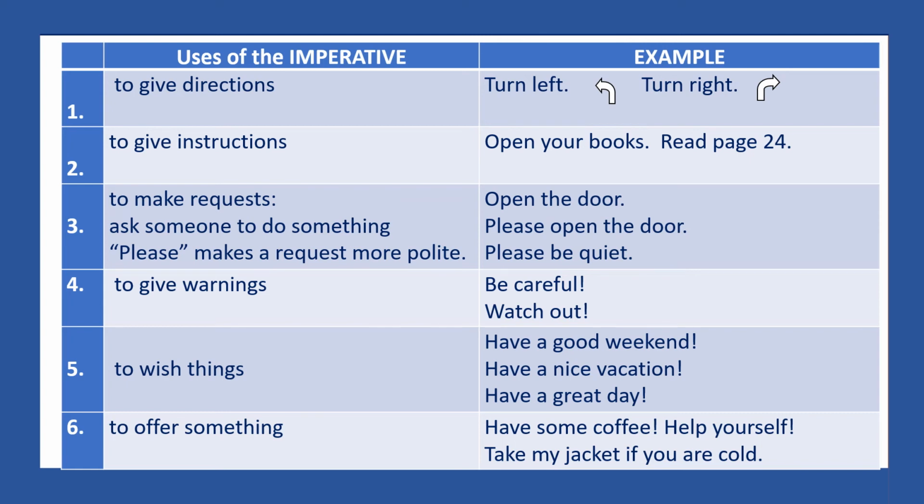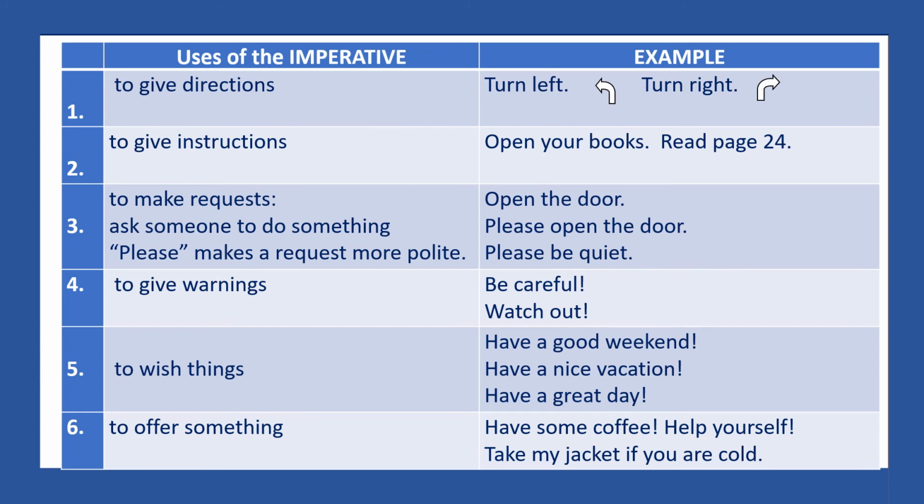Also, when you want to ask someone to do something, you can say, open the door. Please open the door. Please be quiet. Number 4, you are walking with your friend and the bus is coming close to your friend. You say, be careful, watch out, the bus is coming. Number 5, every Friday, what do we say? We say, have a good weekend. That's the imperative. What's the subject? You. So we say, you have a good weekend, but we don't. We say, have a good weekend. Before somebody goes on vacation, you say, have a nice vacation. Have a great time. Or we say, have a great day.